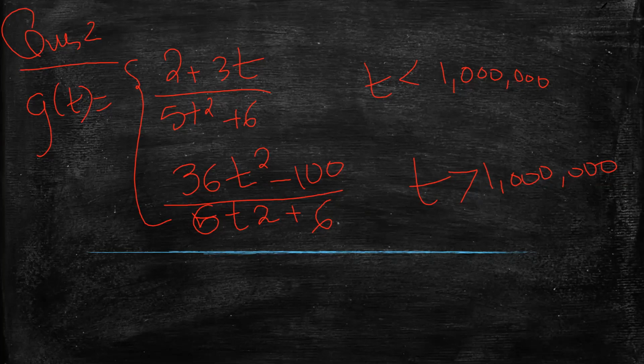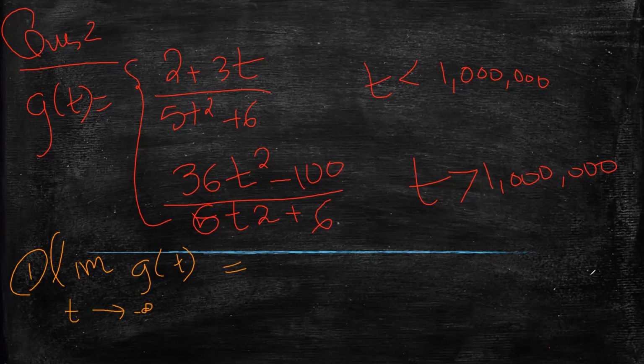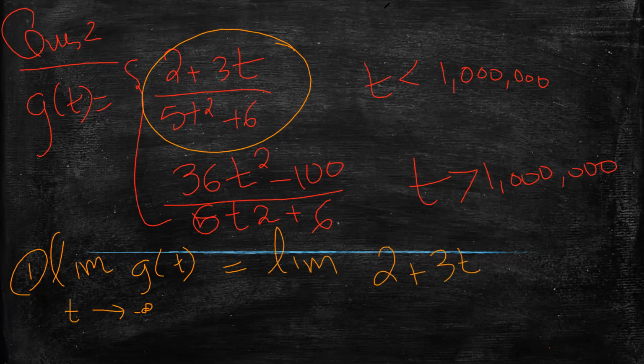I want you now to find number 1, limit g of t when t approaches negative infinity. Where's negative infinity? Does it mean t greater than 1 million or t less than 1 million? Less than 1 million. So I will use this function. So I will say it is limit 2 plus 3t over 5t squared plus 6.